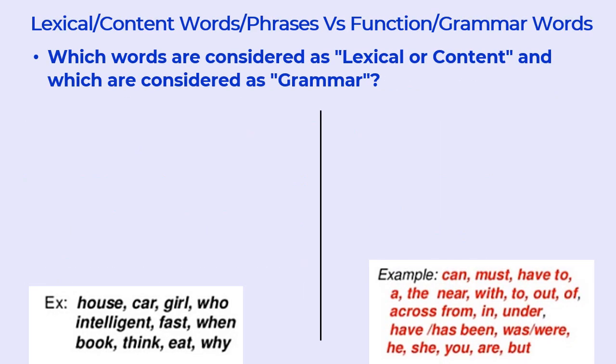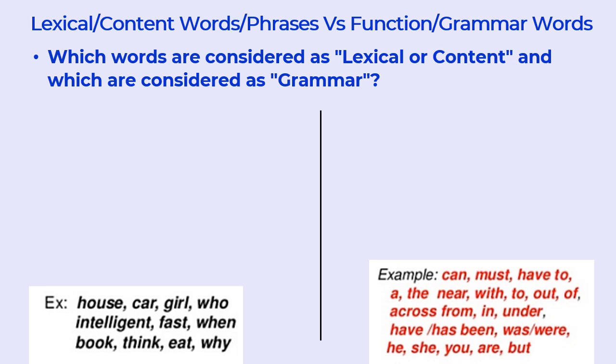Speaking of a lexical item, it brings us to 2 more terms in this chapter that you should know: lexical words, also known as content words, and function words, also known as grammar words. First, I would like you to look at the collection of words below and decide which are function words and which are content words. Why do you think they are that?